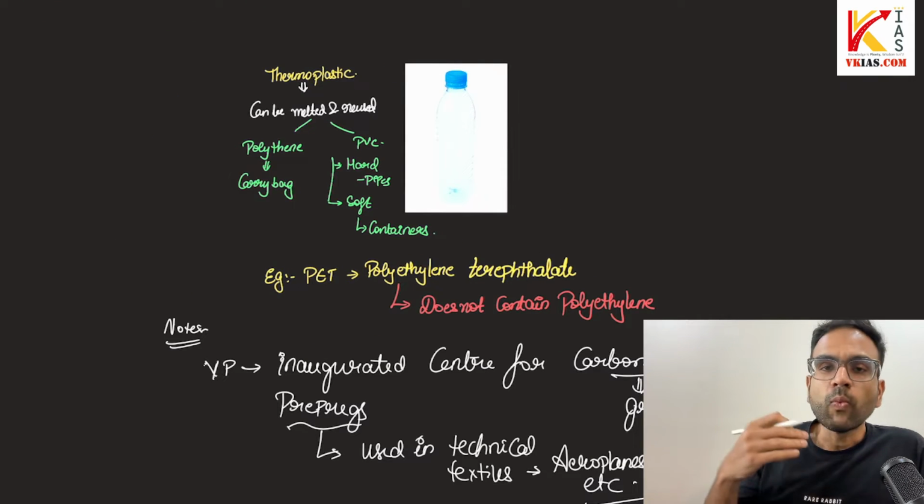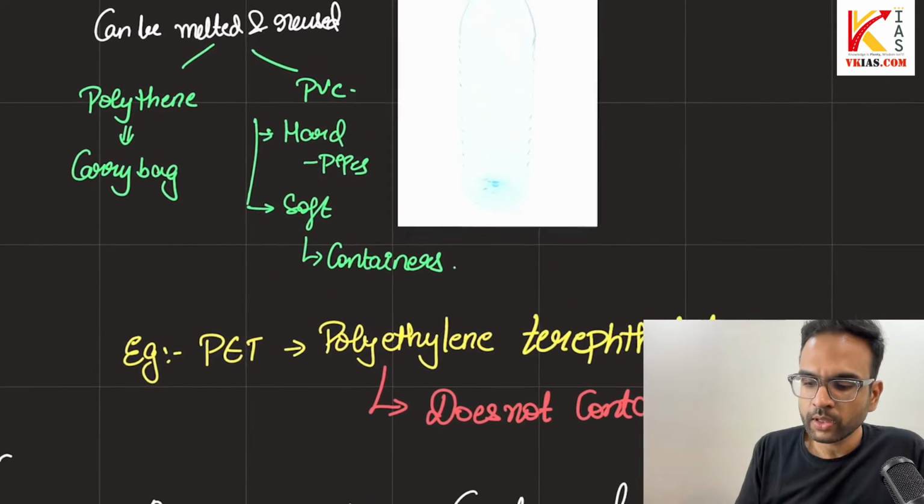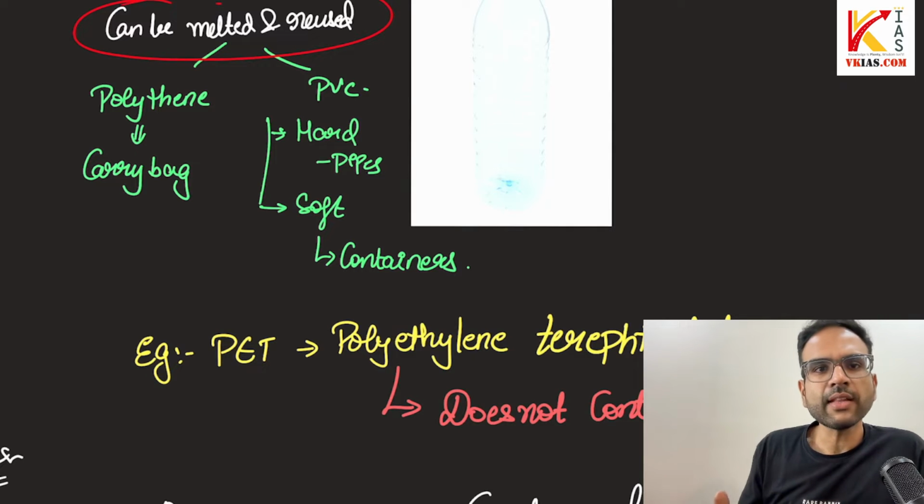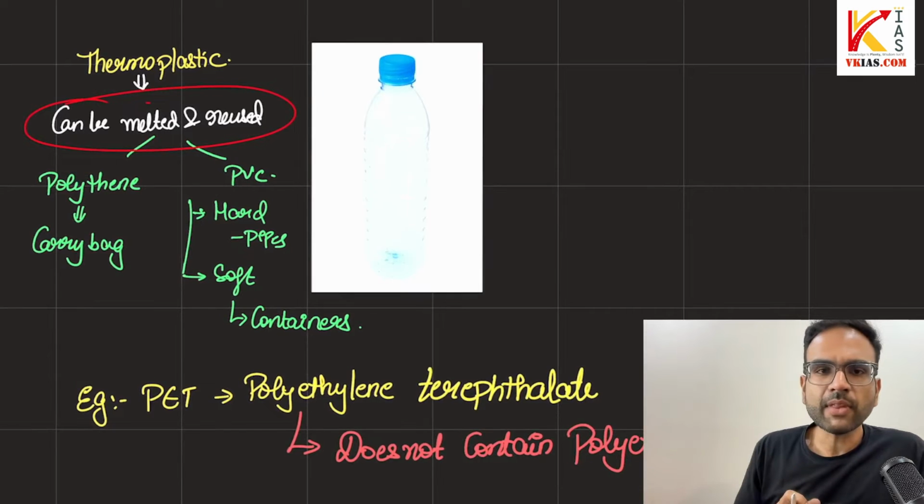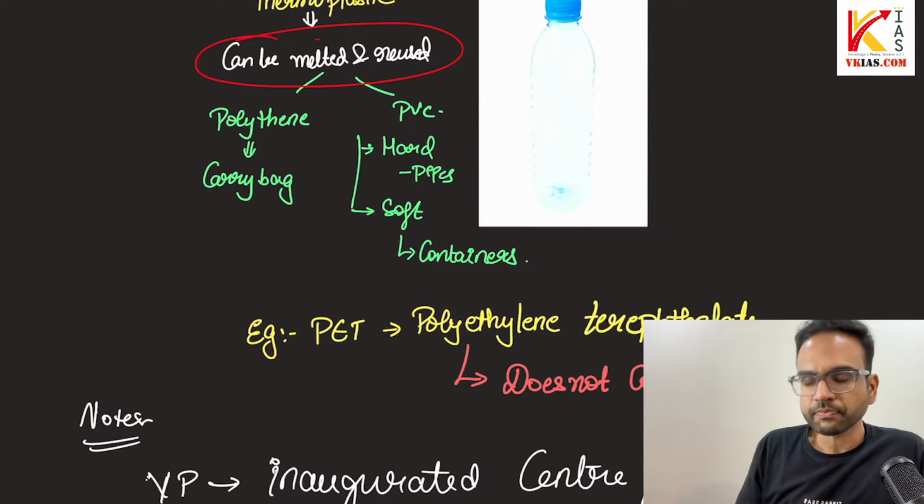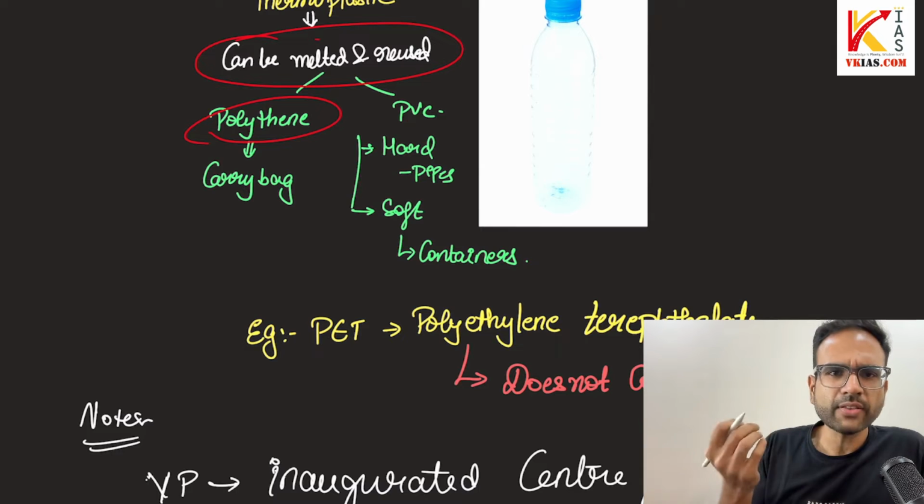Now, what are some important kinds of thermoplastic and where can you use them? I've already told you that thermoplastic means something that can be melted and reused. Take a look at this plastic bottle. It's something that can be recycled. Other kinds of thermoplastics include, for example, polythene. All the carry bags that you see, the thickness varies of course, are made of polythene.